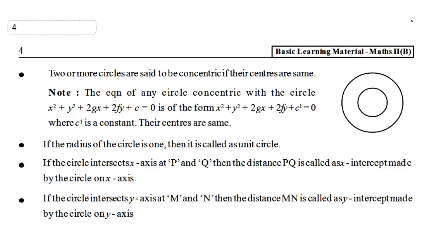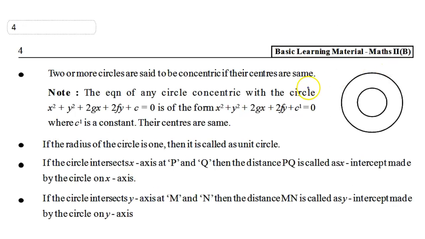So here, the next condition. Two or more circles are said to be concentric if their centers are the same. Concentric, in the sense, we can say in general, having the same center with different radius. Having the same center with different radius, then we can say those are concentric circles. An example of concentric circles is ripples. So like this we can take ripples.